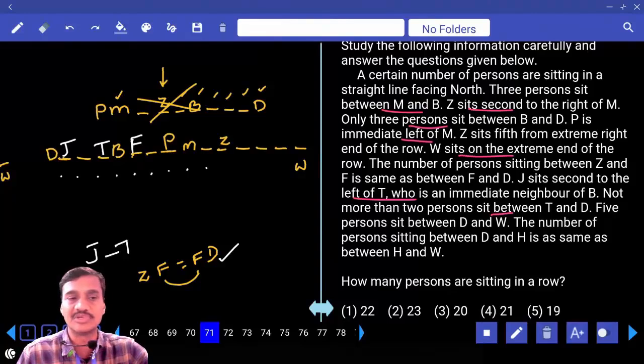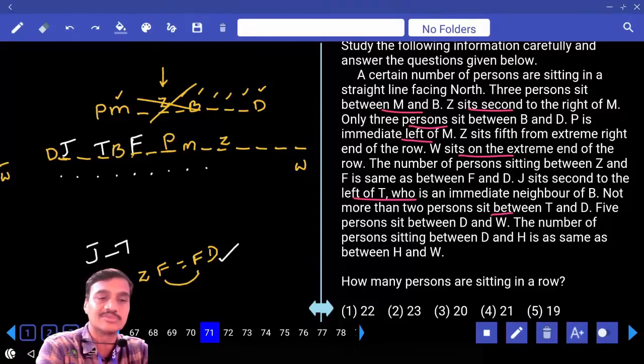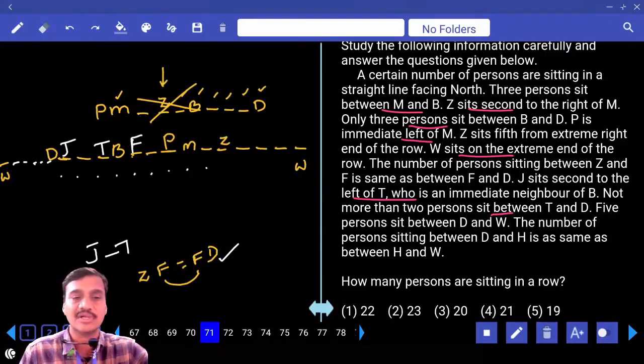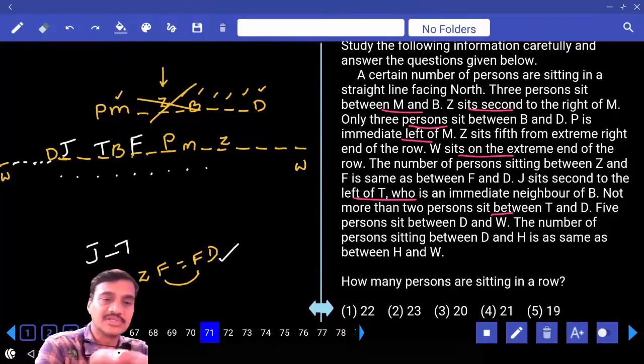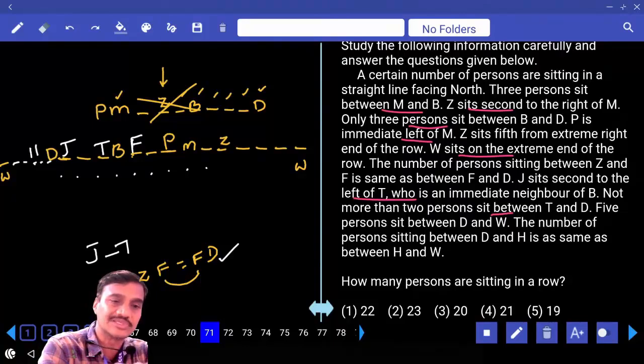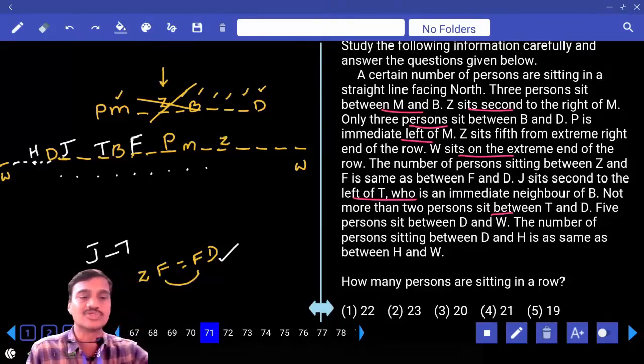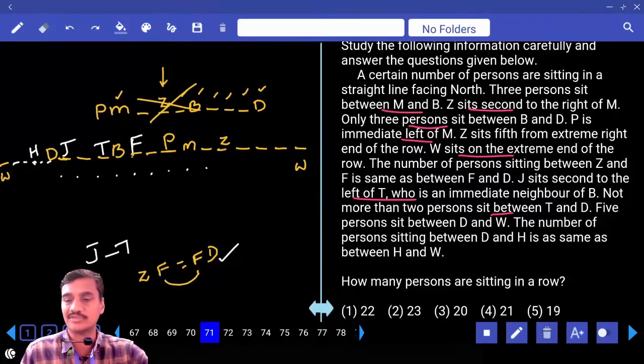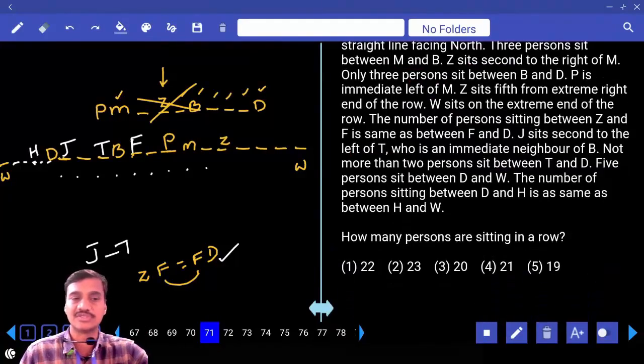And 5 persons between D and W. How many are between D and W? Tell me. 1, 2, 3, 4, 5. And 5 persons between D and G. And next one, the number of persons in between D and H same as H and W. Between D and H, and between H and W. Isn't it? That means D and H and W. And where should this H be? Exactly in between these two. It should be in the third place of those 5 places. Done with this? And this is the final arrangement we have. D and H and W.